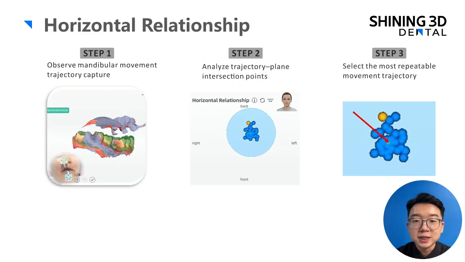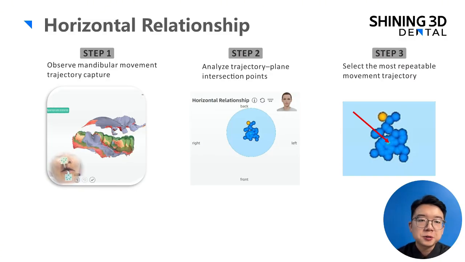Similar with the previous case, we can select the horizontal relationship trajectory for this patient. Using the over 30 times small opening and closing movement, the software will pre-find the most repeatable position for the patient, and you can evaluate and change it, or just keep it as the most repeatable position, the horizontal relationship for this patient.